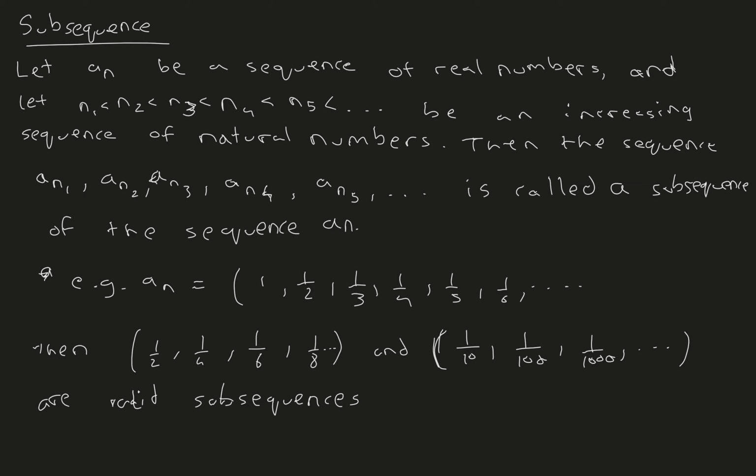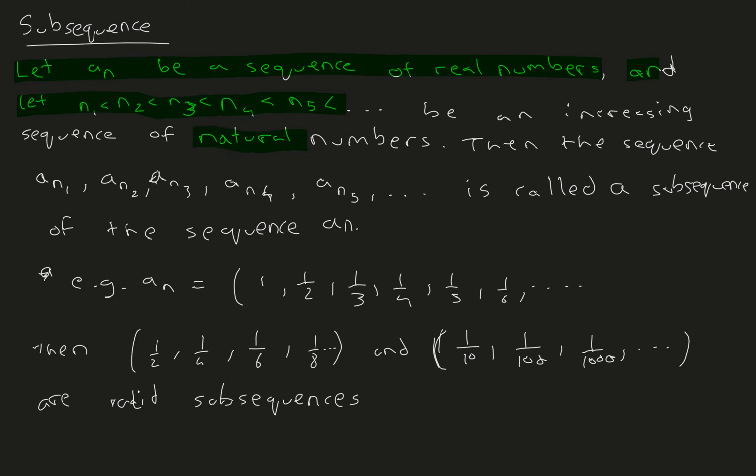This is the formal definition of a subsequence. So let a_n be a sequence of real numbers, right? So let a_n be any sequence, and let n1 < n2 < n3 < n4 < n5 be an increasing sequence of natural numbers. So this sequence n1 < n2 < n3 is an increasing sequence of natural numbers.